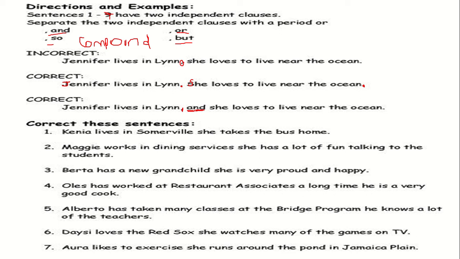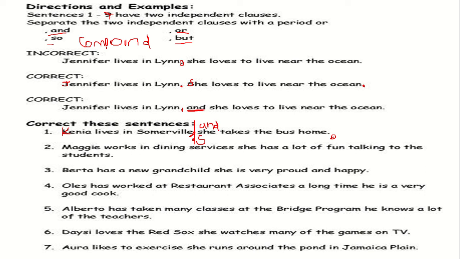sentences. Kenya lives in Somersville. She takes the boat home. So let's identify where the sentence begins. We know that Kenya is with a capital letter and it ends here. So that means we have Kenya with a capital letter, Somersville with a period, and then we have to use a capital letter for she and another period, and it's separate. If we want to write it as a compound sentence, we should use a comma and the conjunction and she takes the boat home.